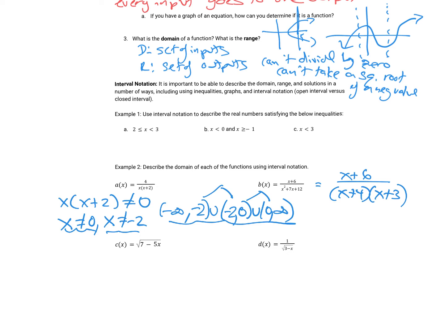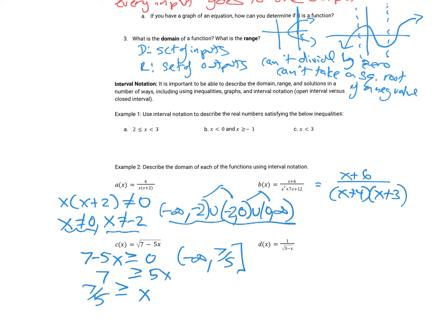So then when we get to c of x, I don't have a variable in the denominator, but I do have a variable under the square root. So you want to start by saying 7 minus 5x has to be greater than or equal to 0. We can do the square root of 0, so it's important to include 0. Solving this inequality, we get x less than or equal to 7/5. Putting that in interval notation is -infinity to 7/5 with a bracket.